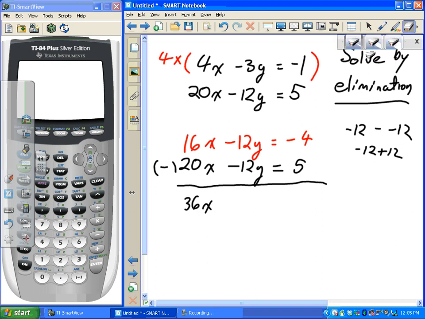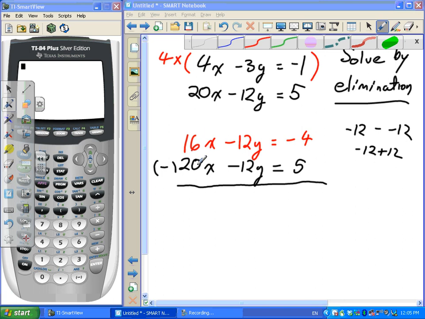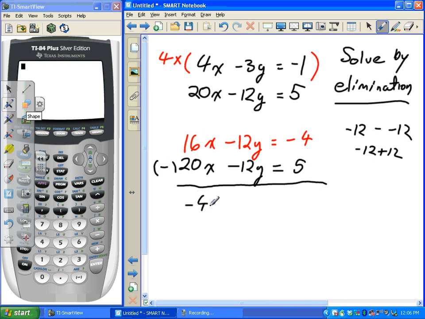Okay? In other words, that means this is going to change. 16 minus 20 is -4x. -12 subtract -12 is 0. And -4 subtract 5 is -9. Okay? I'm just going to bring these closer together. I need to isolate for x. So I divide both sides by 4. It becomes -9 over -4. Thank goodness I didn't graph this.